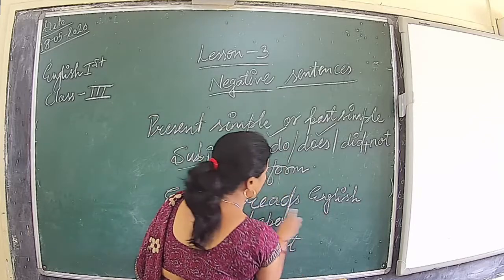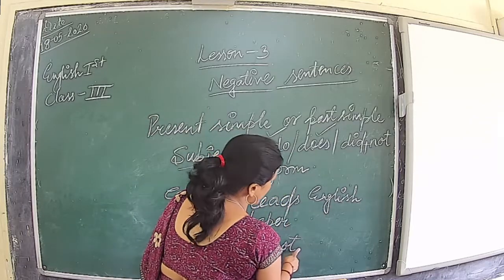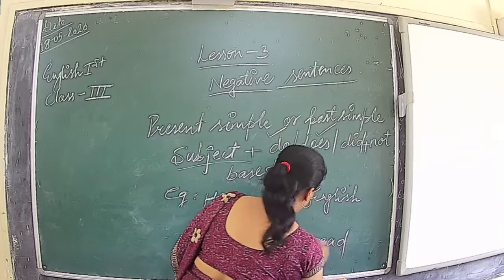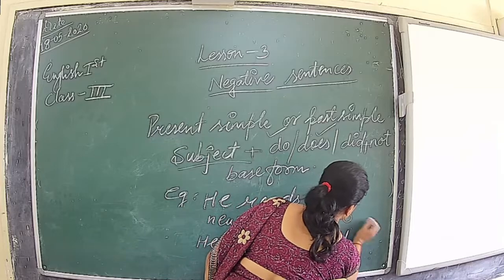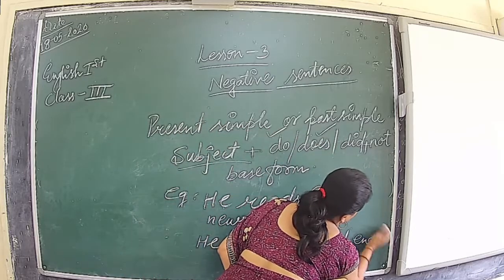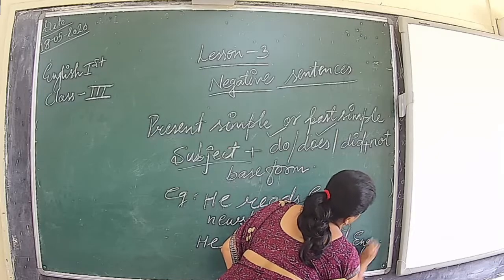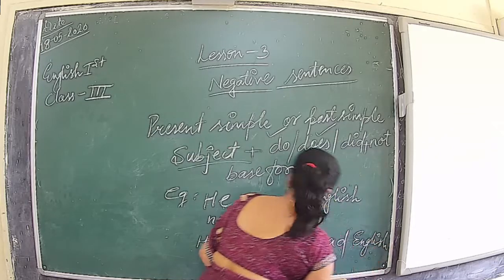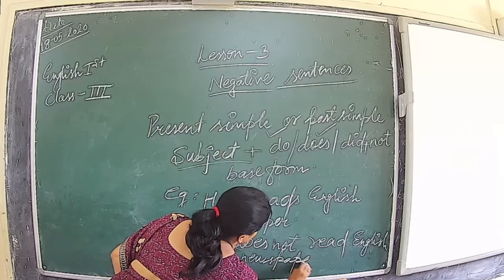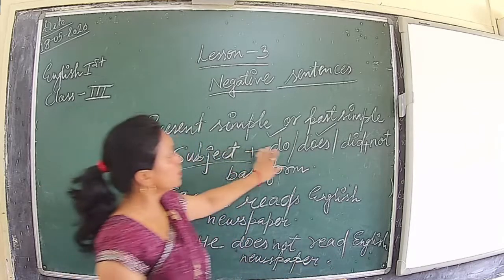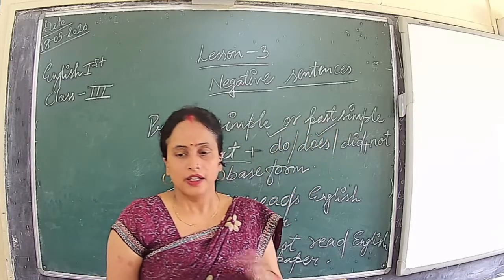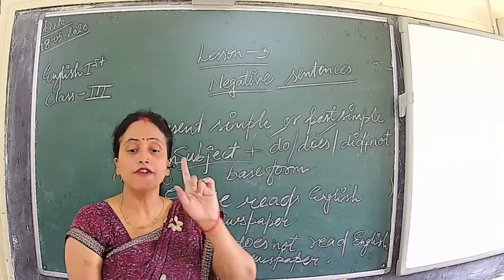Read is a base form. Read as it is given here. But we are using the base form, so here you write read. English newspaper. So this is do and does. Is it clear to you? Now we'll see some more examples of did not.